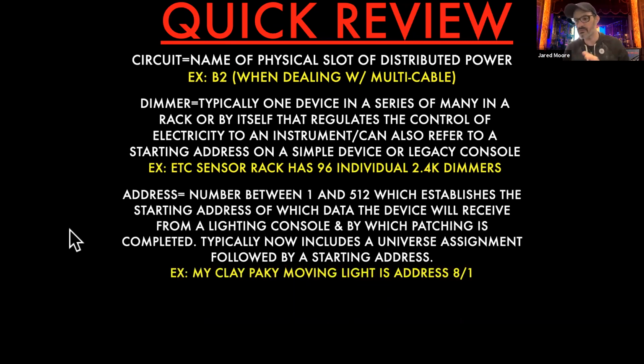The address, and we'll get into this much more with the patch today, is a number between 1 and 512, which establishes the starting address of which data the device will receive from a lighting console and by which patching is completed. So typically that includes a universe assignment followed by a starting address. When I was talking about the moving light yesterday, the start address was universe 8, address 1.